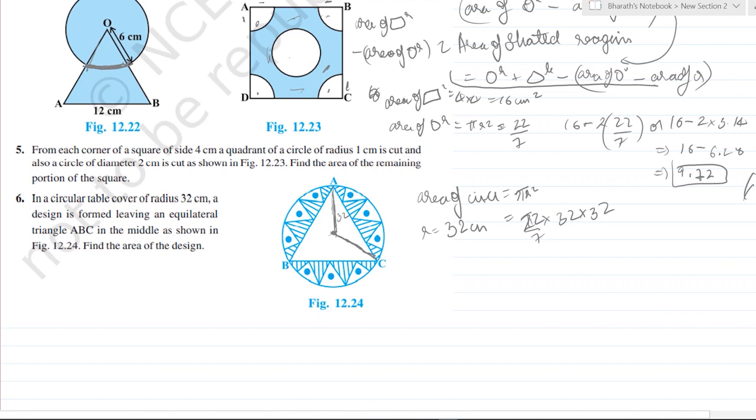Okay. Then area of triangle. This is equal to triangle. So 3r square by 2a or something like that. You have to find, just Google it. Area of equilateral triangle or something like that. Okay. Then after finding area of equilateral triangle, area of circle minus area of triangle is our answer.